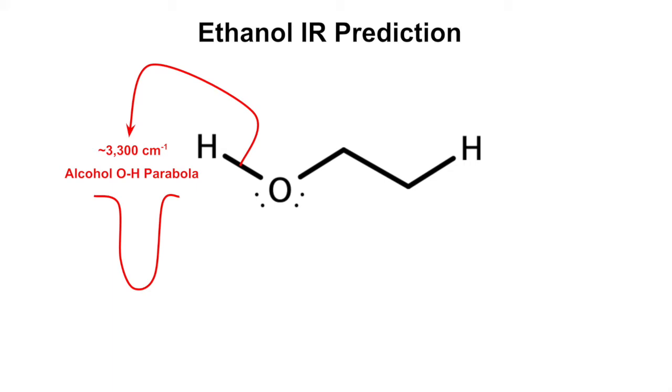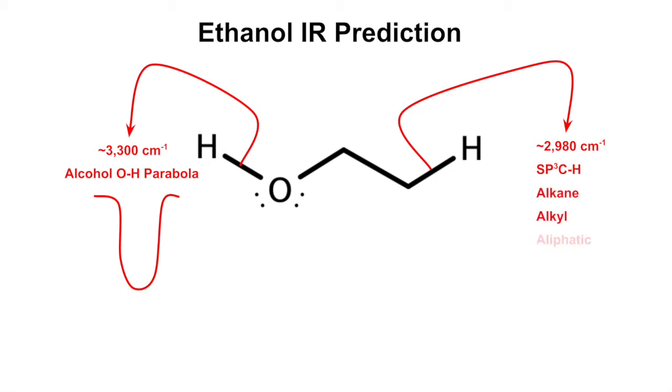So there's an sp3 carbon hydrogen there that I just threw into the drawing. And that carbon hydrogen bond shows up a little less than 2,980 reciprocal centimeters. So that's the sp3 carbon hydrogen. Also, you can refer to it as the alkane carbon hydrogen or the alkyl carbon hydrogen or the aliphatic. That's an older, old-fashioned type word, aliphatic carbon hydrogen bond. And it looks something like this usually, just a little less than 3,000.